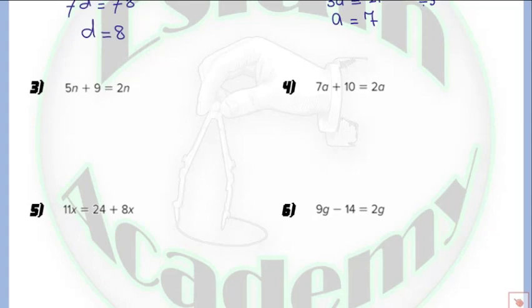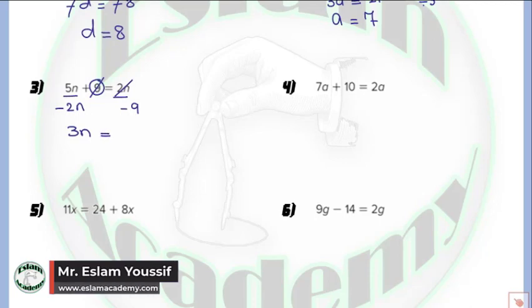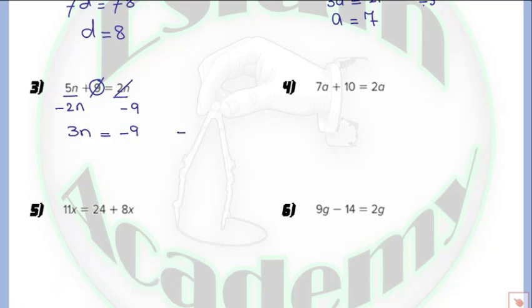In question number 3, we have 5n plus 9 equals 2n. Underline the variable, then circle the numbers. Now we have 2n at the right, so just subtract 2n. 9 at the left, so subtract 9. Then 5n minus 2n equals 3n, equals 0 minus 9 equals negative 9. Now we have 3n, so we just divide by 3. Once we have a number multiplied by the variable, divide by this number. So dividing by 3, we get n. Negative 9 divided by 3 equals negative 3. Then n is equal to negative 3.